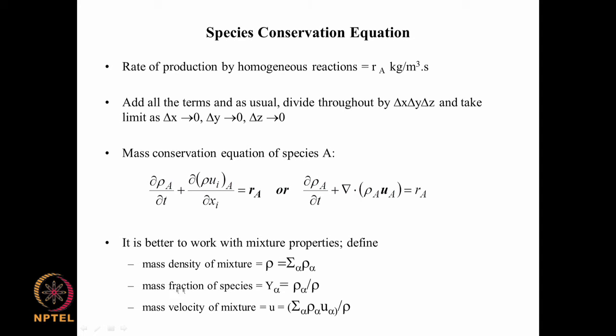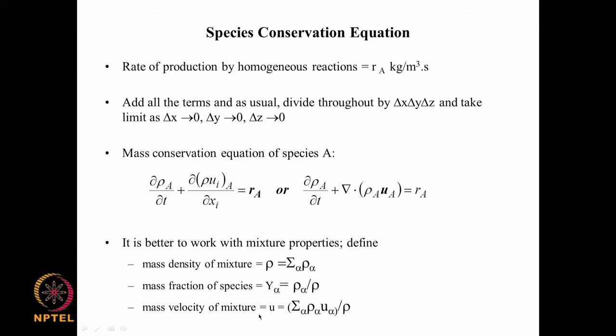Now you can define the mass fraction y of alpha, species alpha, as rho of alpha divided by rho. This is the mass fraction, not the mole fraction. If you know the molecular weights and all that, it is possible to come out with a mole fraction also. It is not a difficult thing to do. Right now we do not need it.